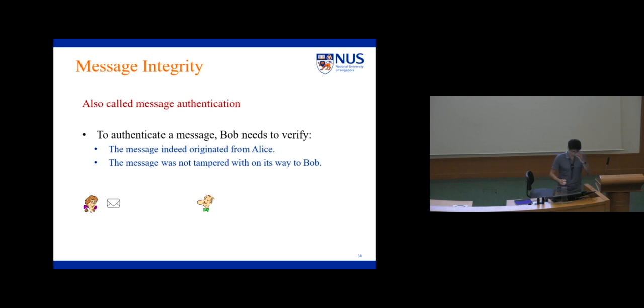So message integrity is also called message authentication. And we need two properties here. First, if Bob is receiving the message, Bob needs to ensure that the message indeed originates from Alice, but no one else. And that the message was not tampered with on its way to Bob.